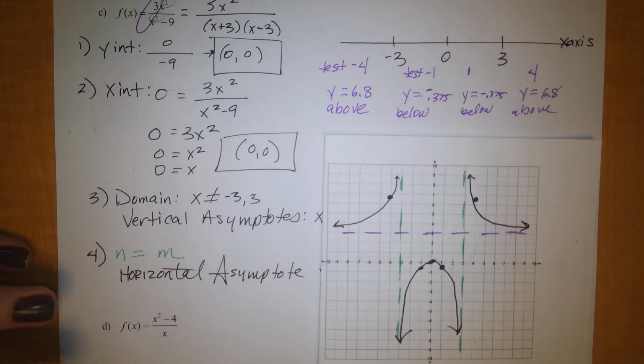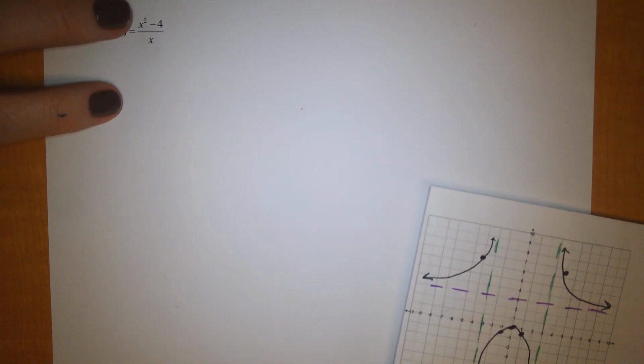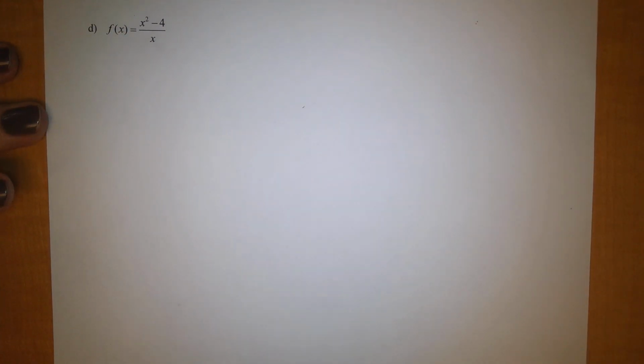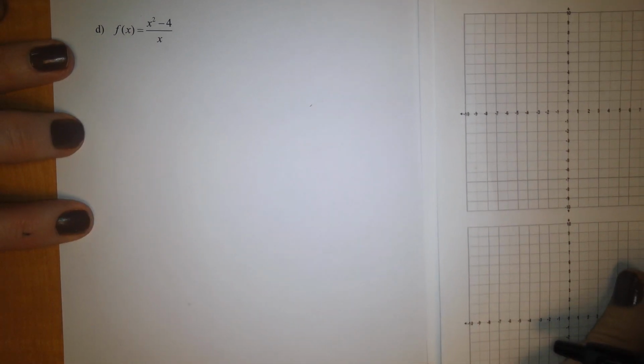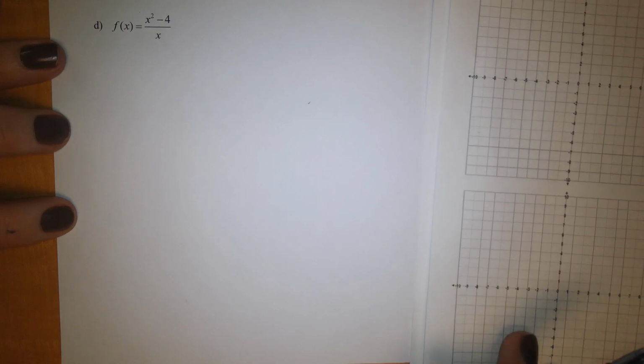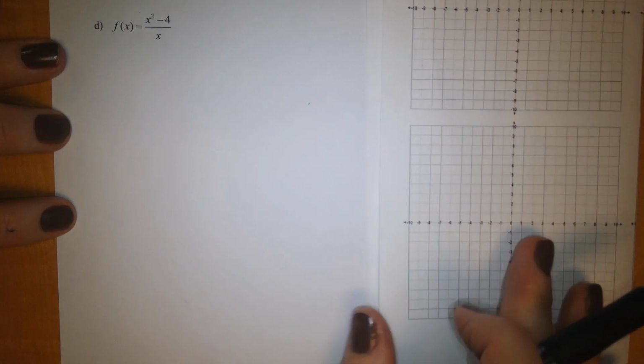So we're going to do one more graph of x squared minus 4 over x. So in this one, the first thing we're going to do is find both the y-intercept and the x-intercept. So let's start there. Okay, so first let's find the y and the x-intercepts.